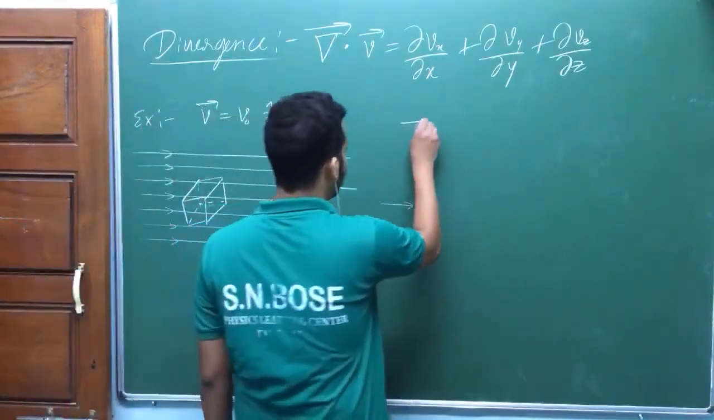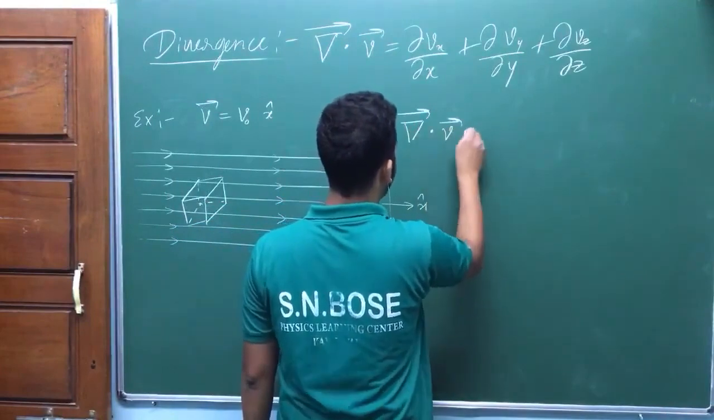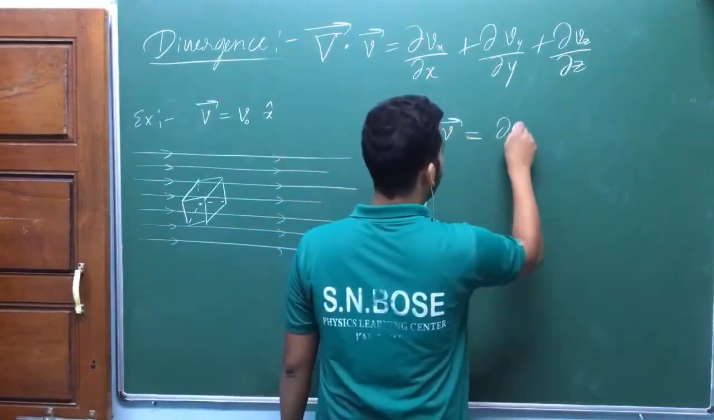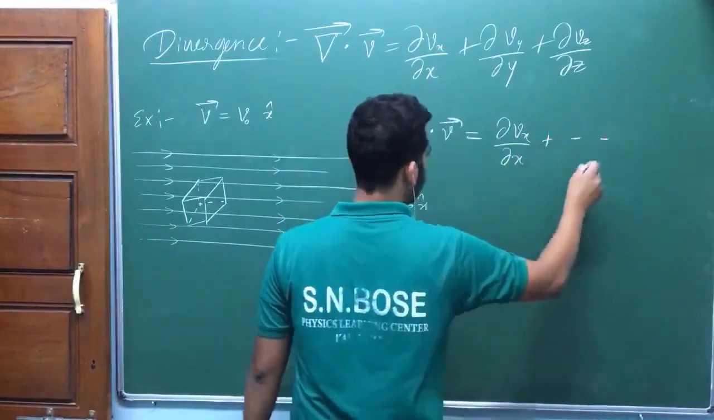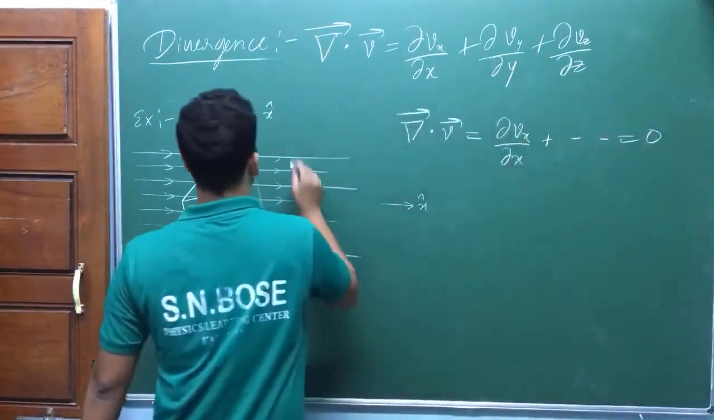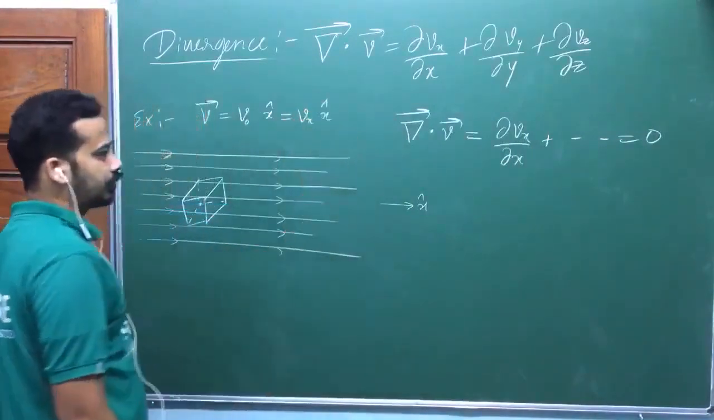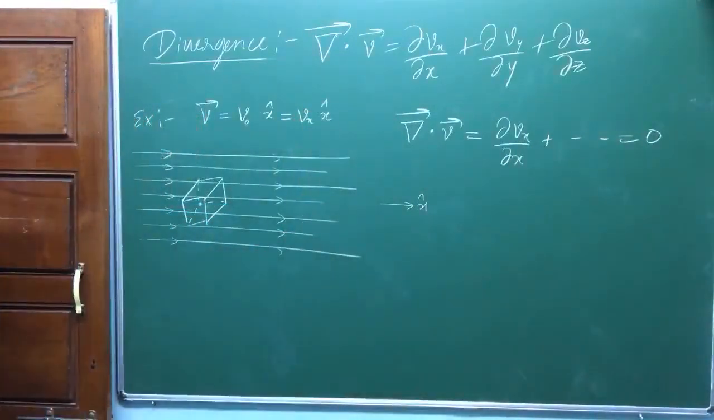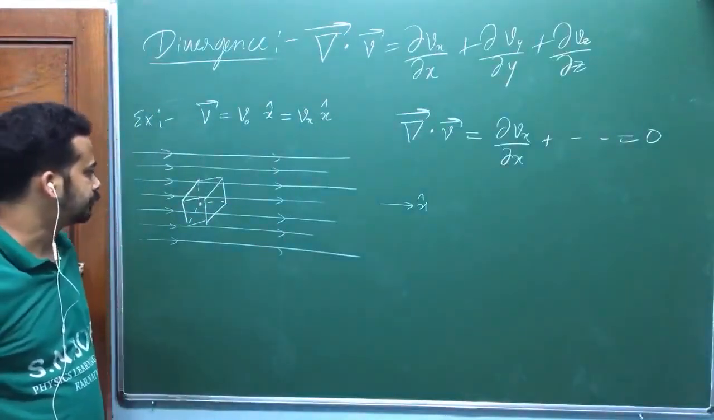And we shall see what our mathematics says. Del dot v is equal to, what is this one? Dou vx by dou x plus dou vy by dou y, and all this equals 0, am I right? Because you can write it as vx into x cap, where vx is a constant. It is not changing.